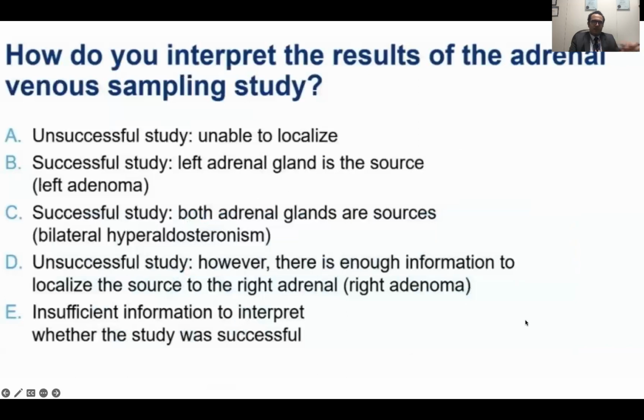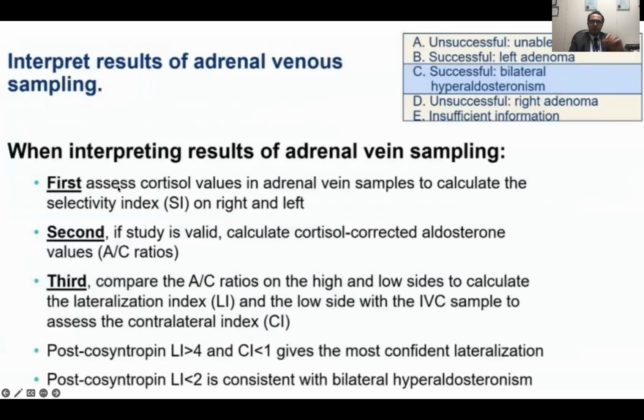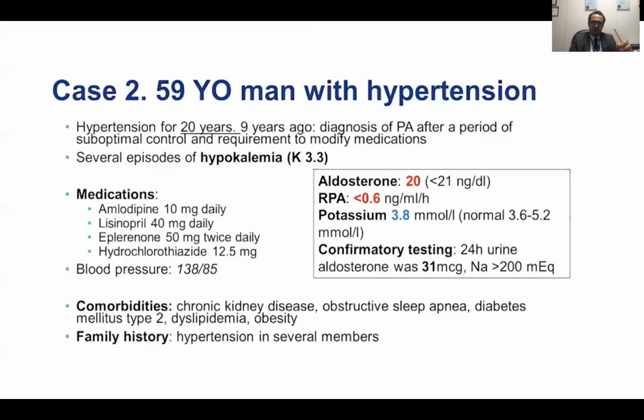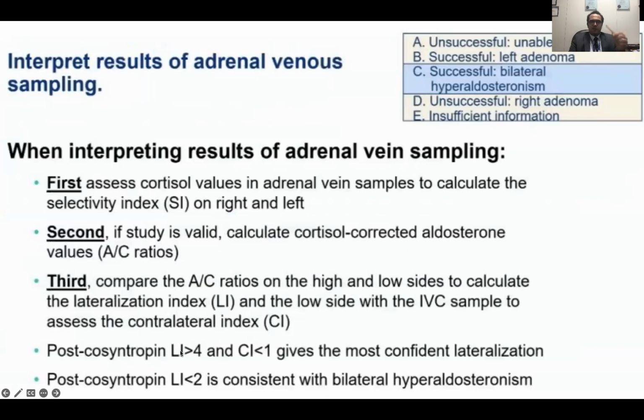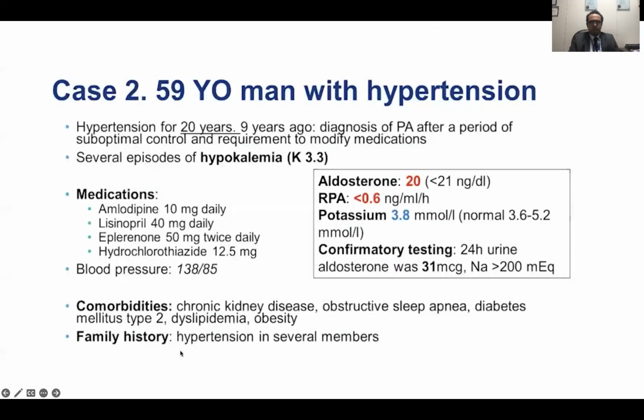What is this? This is basically a successful study. Both adrenal glands are the source. So first, always assess cortisol values, and then this is the selective. Then the cortisol corrected aldosterone values, and compare the AC ratios on the right and on the left, both for lateralization index, and the low side with the IVC for contralateral suppressive index. Lateralization is when it is more than 4:1.